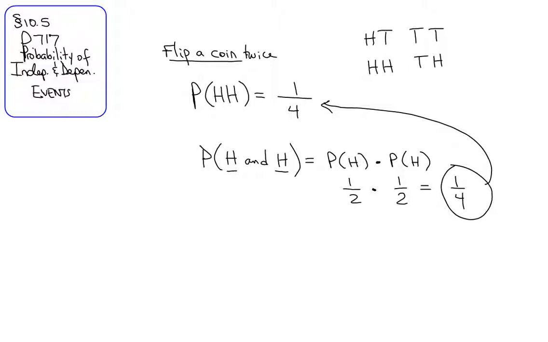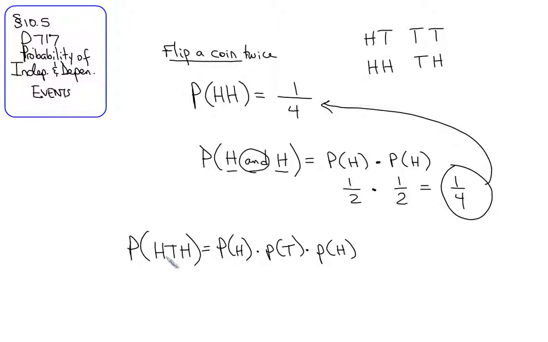Okay? So what if I wanted the probability of getting a heads and then a tails and then a heads? Well, that would be the probability of a heads times the probability of a tails times the probability of a heads. We're multiplying because this is an and problem. This is really heads and tails and heads in that order.